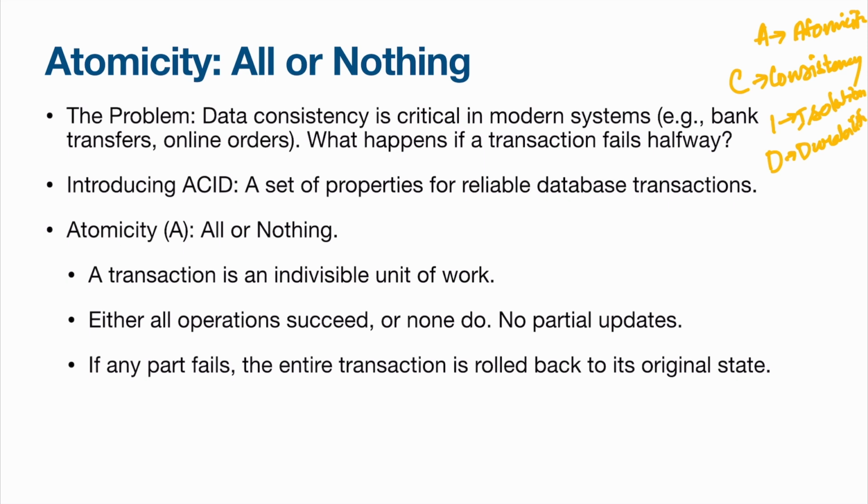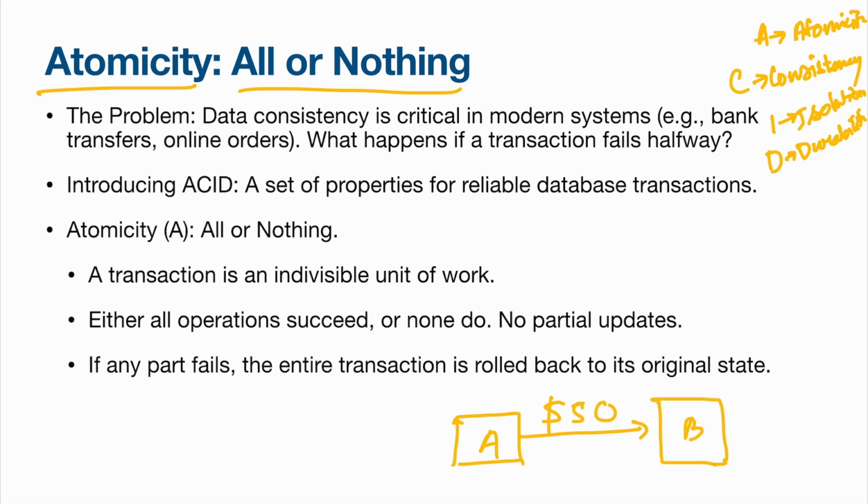Let's get into it. First, we will talk about atomicity, which is all or nothing. So what is the problem this atomicity is trying to solve? For example, say I have to make a money transfer from bank account A to bank account B. So let's say I have account A and I want to transfer $50 to account B. And if we maintain tables for these accounts and their balances, what do we need to do? We need to first deduct the balance of account A by $50, and then we need to add $50 to the balance of account B.